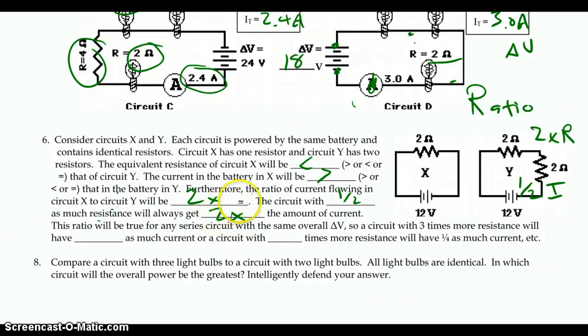Okay, now that ratio will be true for any series circuit with the same overall potential difference. So if we had a circuit where we added another 2 ohm resistor and we had 3 times more resistance, then that circuit would have 1/3 as much current, or a circuit with 4 times as much resistance would have 1/4 as much current, etc. So it's just really a simple ratio. Sometimes instead of looking at the equations, it's easier just to think in terms of the overall ratios.